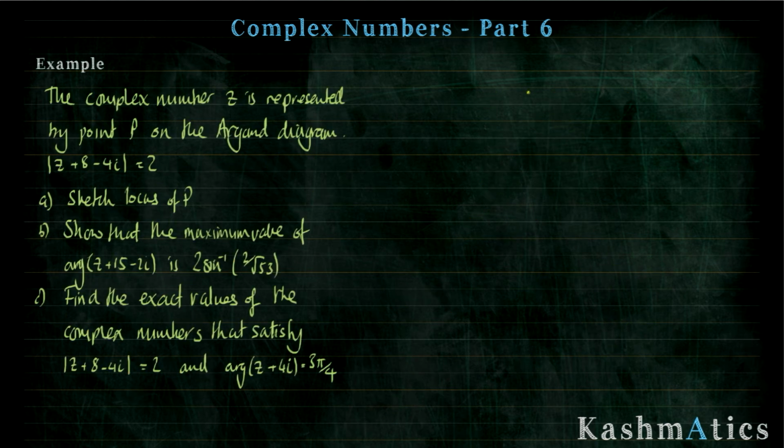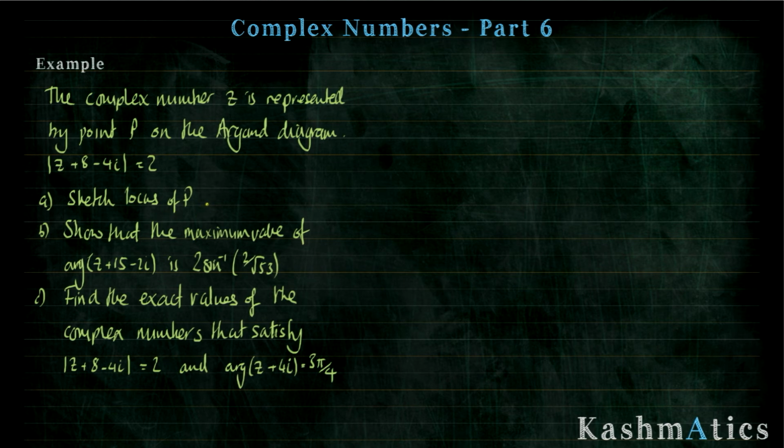Right, and this final question looks quite tricky, but what we'll do is we'll just take it in small, easy to manage steps and we'll go through the solution. Right, the first part, let's see what it means. The complex number z is represented by the point P on the Argand diagram with this equation. Sketch the locus of P.